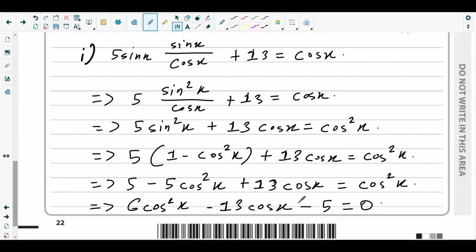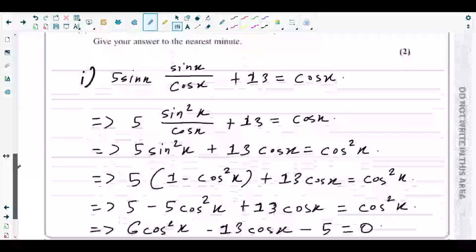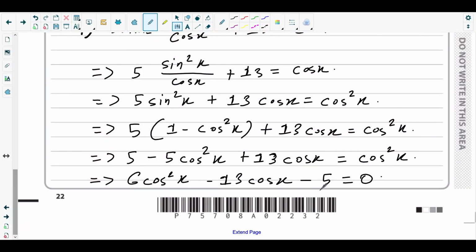In that case, we will do middle term factorization. So 5 times 6 is 30. 10 times 3 is 30. So we can split the middle term: 6 cos squared x minus 3 cos x minus 10 cos x minus 5 equals 0. If I am not wrong, this is the equation. The constant is negative 5. Okay, no problem. 15 times 2 is also 30, isn't it?